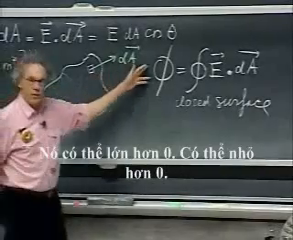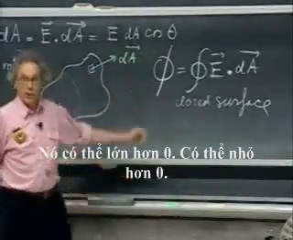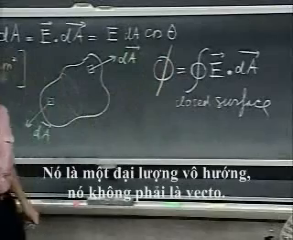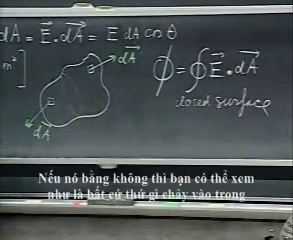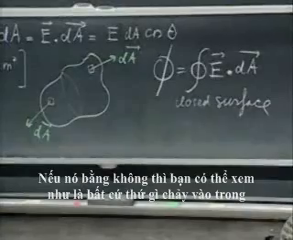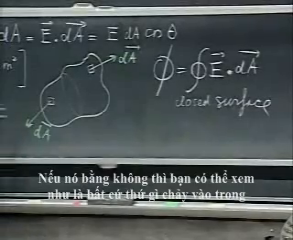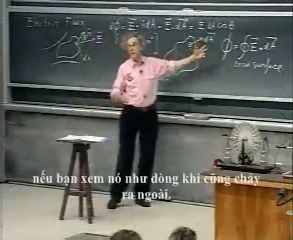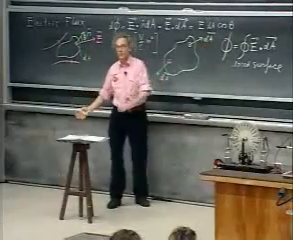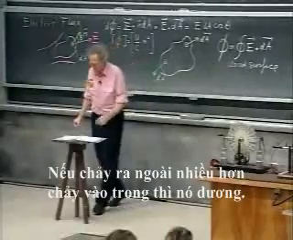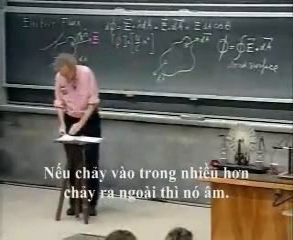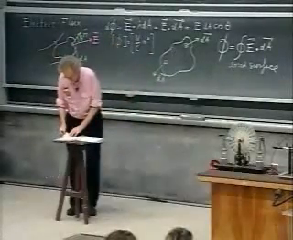It could be larger than zero. It could be smaller than zero. It's a scalar. It's not a vector. It could be equal to zero. If it's equal to zero, then you can think of it, whatever flows in, if you think of it as air, also flows out. If more flows out than flows in, then it is positive. If more flows in than flows out, it is negative.